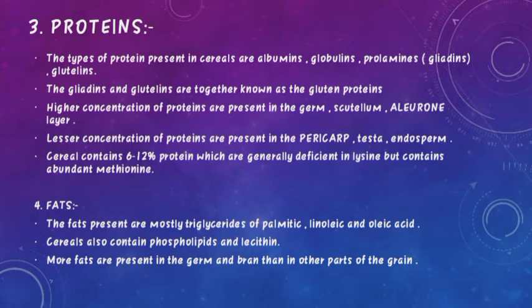Next is fat. The fats present are mostly triglycerides of palmitic acid, linoleic acid, or oleic acid. Cereals also contain phospholipids and lecithin. More fats are present in the germ and bran than in other parts of the grain.